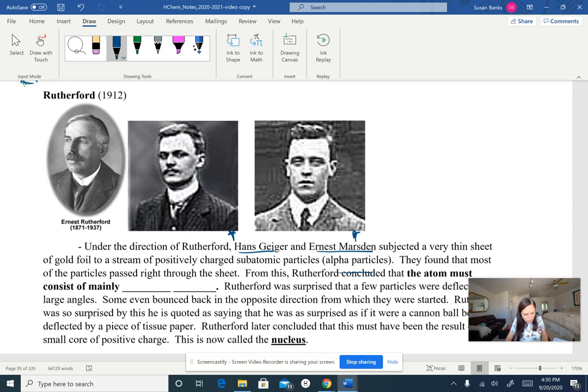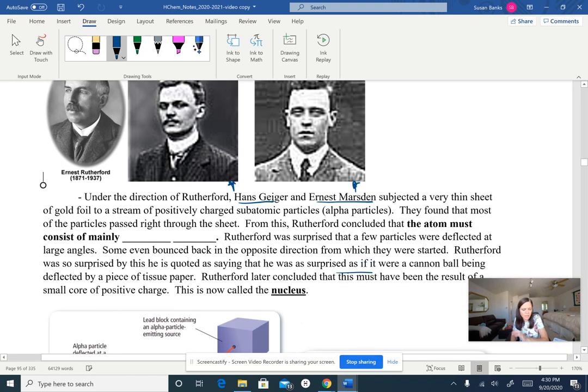They found that most of the particles could pass right through that gold sheet, which we would expect with a plum pudding model, right? Positive charge is going to go right through there and not be deflected by anything at all. From this, Rutherford concluded that the atom must consist mainly of empty space, which is not surprising, according to the plum pudding model.